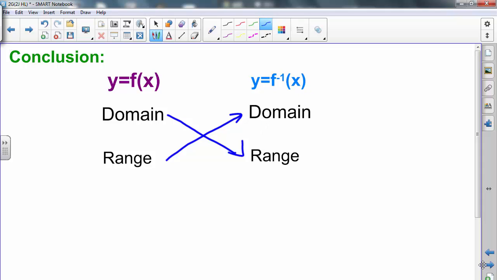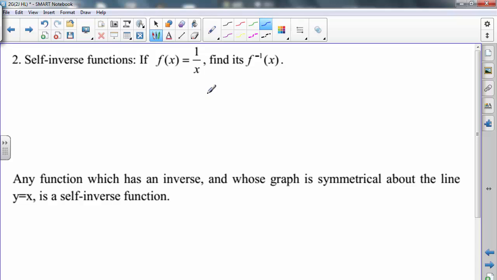Okay. The last concept in this lesson is the self-inverse function. What is a self-inverse function? Let's look at an example here. If f of x equals 1 over x, find its inverse function. Let's follow 2 steps to find its inverse. But I don't have y in this function. It's okay. What I will do is change this f of x to y. Then I can follow the steps.